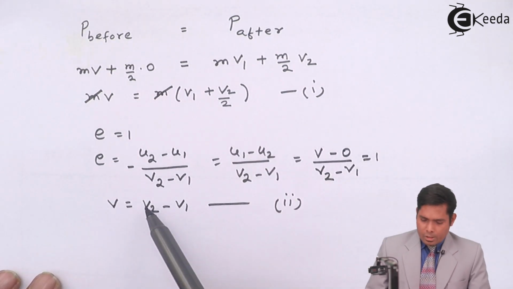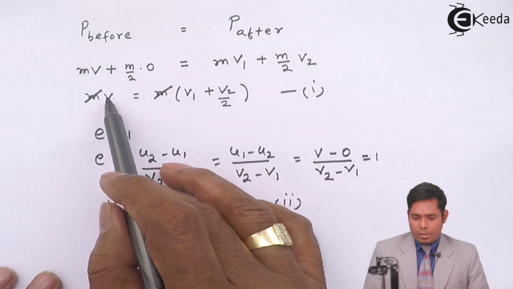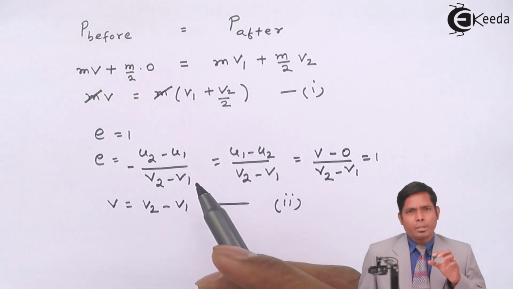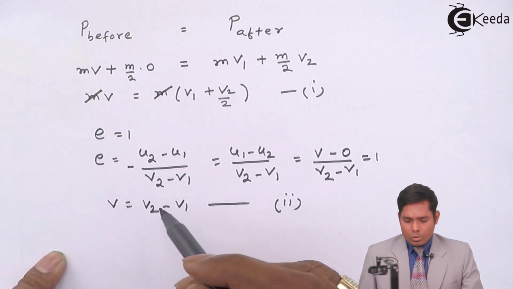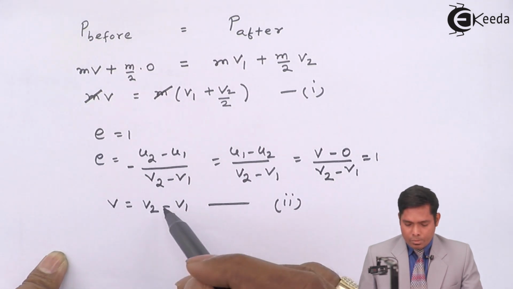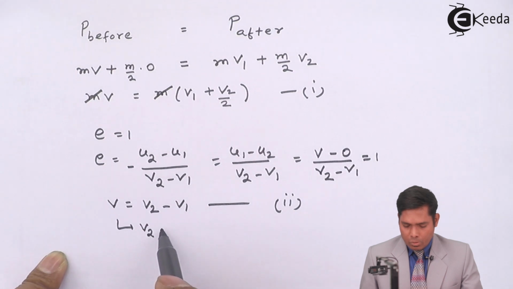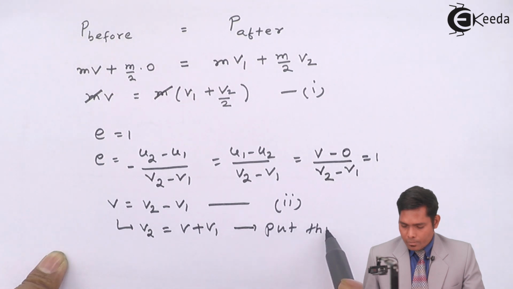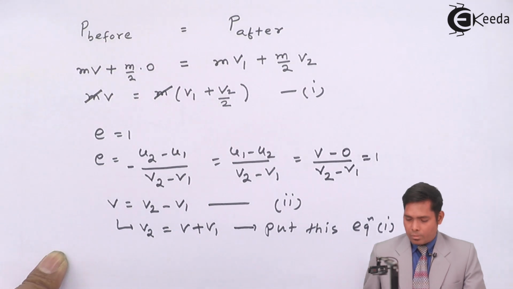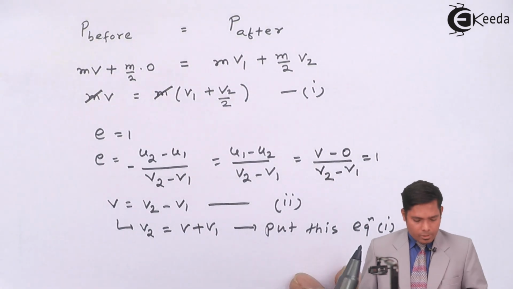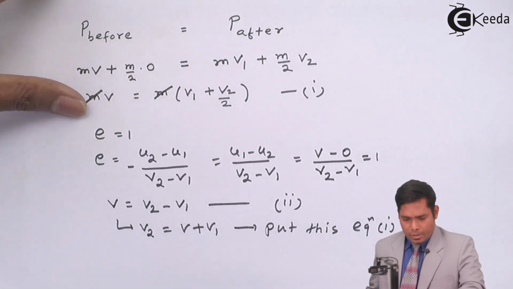Now this has v1 and v2, and the other one also has v1 and v2; this side is v, and this side is also v. I want to write v1 and v2 in terms of the known value, that is v. So I'll take v2 as v plus v1, and put this in equation 1. If you substitute this value in equation 1 and rewrite the equation, what will you get? Now let us do that.